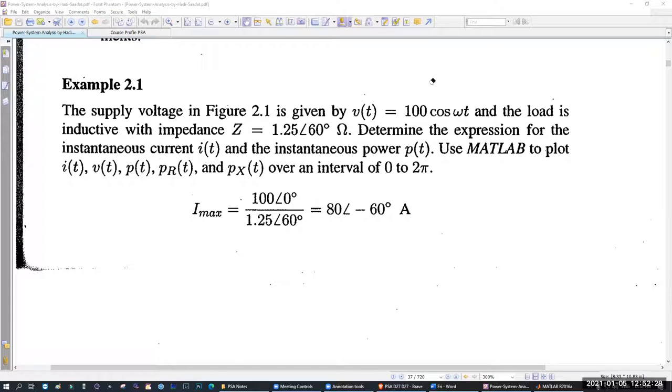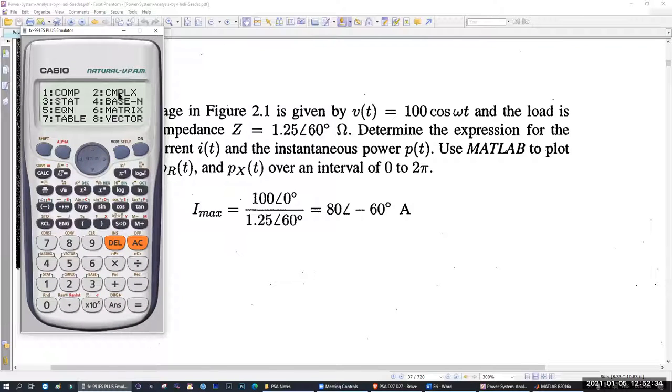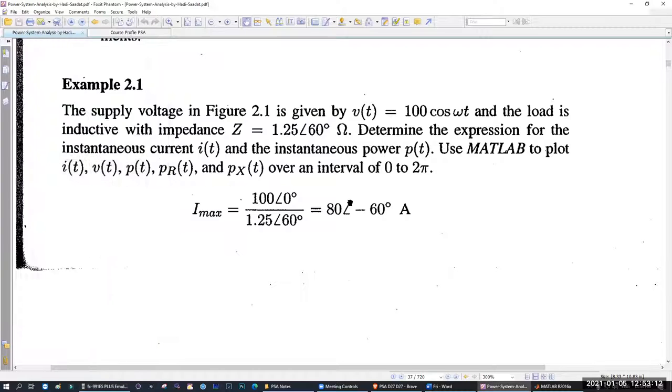So if you calculate using the calculator, go to the complex mode, you already know it. Yet I am doing it. 100 angle 0 divided by 1.25 angle 60, right? This is in rectangular form. I have to do it in polar form, that means option 3. So it's 80 angle minus 60, right? This is your answer, 80 angle minus 60. Understood? Yes, sir. Okay.